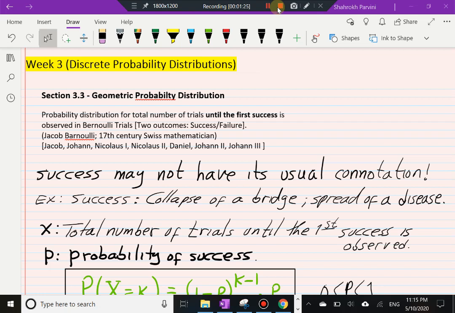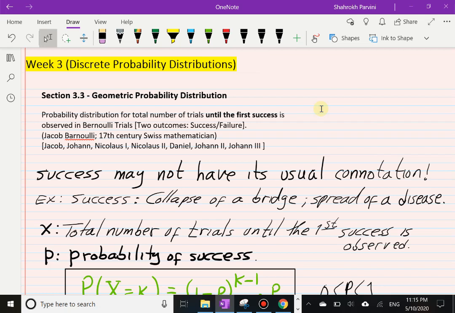So let's begin with section 3.3, geometric probability distribution. Let me correct my typo here. Probability. There you go. So we're going to take a look at this distribution. Now, the geometric probability distribution gives you the distribution for a number of trials until we actually observe the first success. Now, remember, a trial is a repetition of an experiment. So these trials are Bernoulli trials.